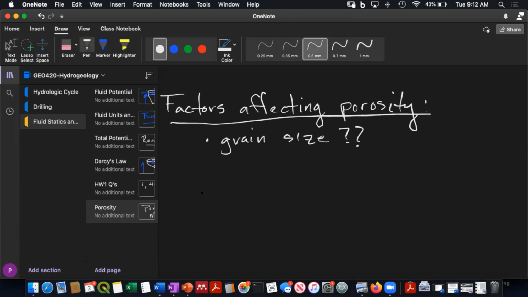Sorting. Does everybody here know what sorting means? All right, so sorting is how uniform the grain size is. For sure, this one is important.